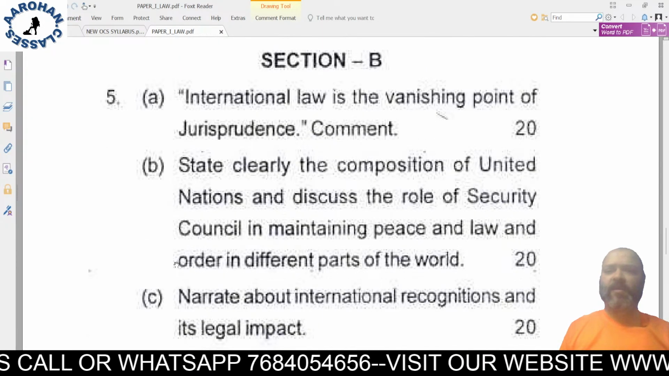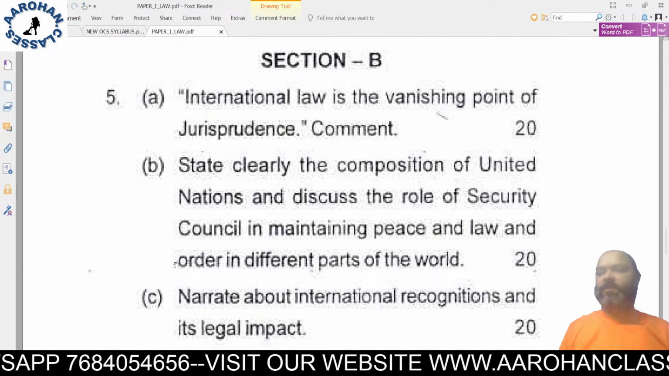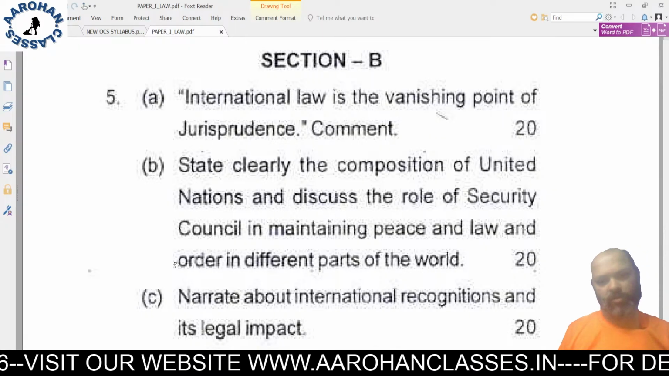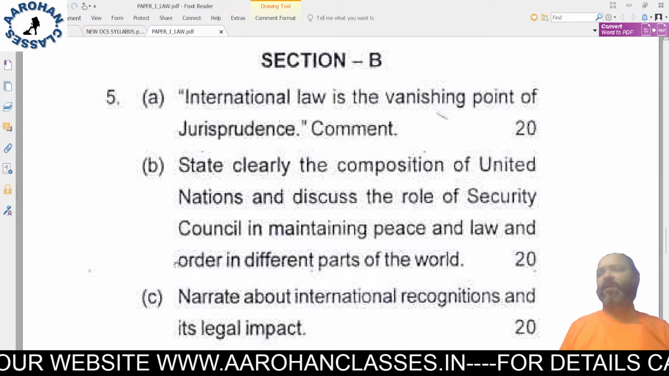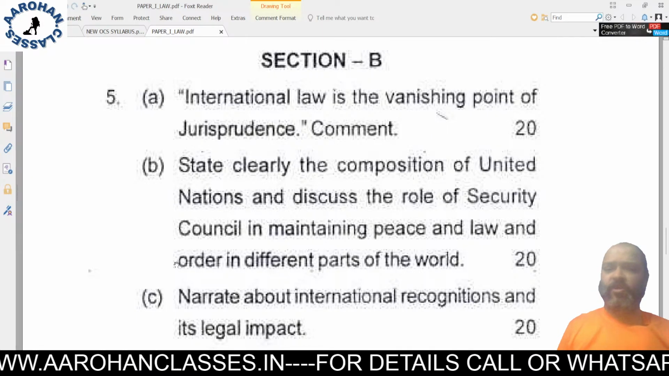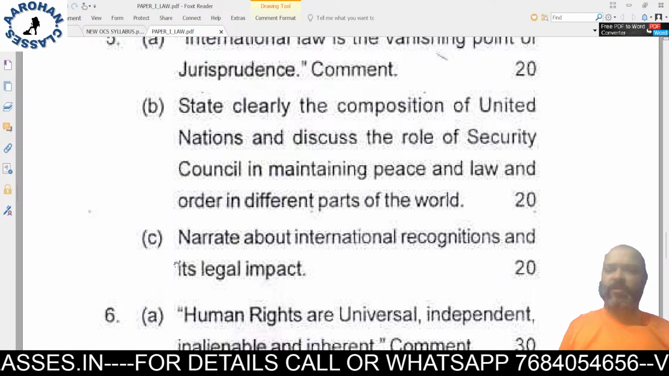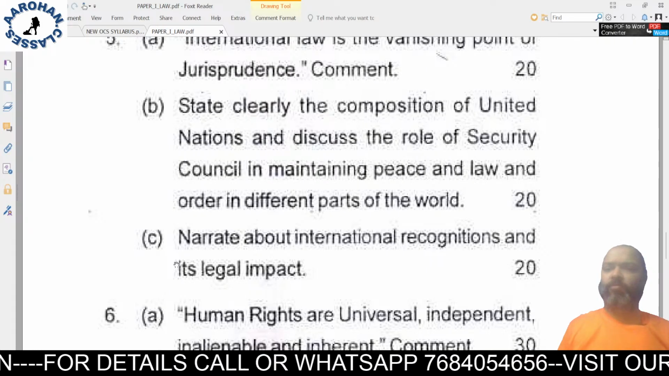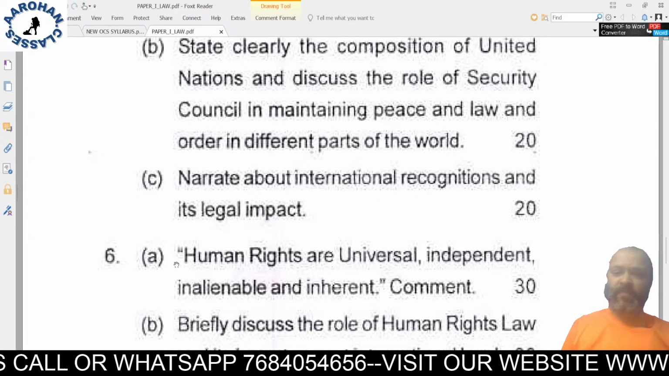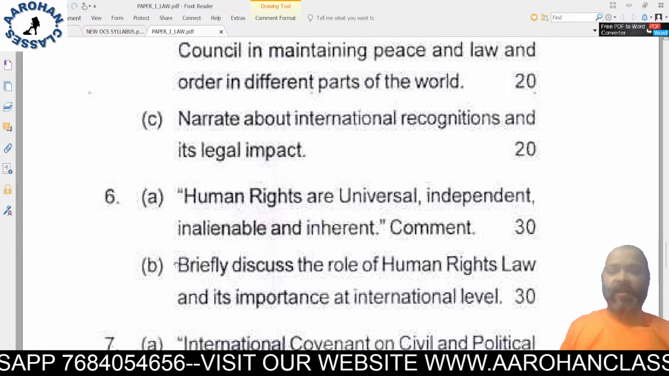Then Section B. International law is the vanishing point of jurisprudence. Comment. This is a very common question. Many times in judicial service also you see this, and this is a very famous saying. Clearly state the composition of the United Nations and discuss the role of the Security Council in maintaining peace and law and order in different parts of the world. Narrate about international recognition and its legal impact.